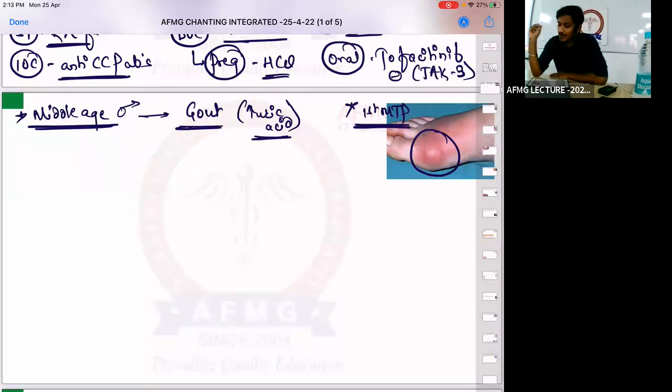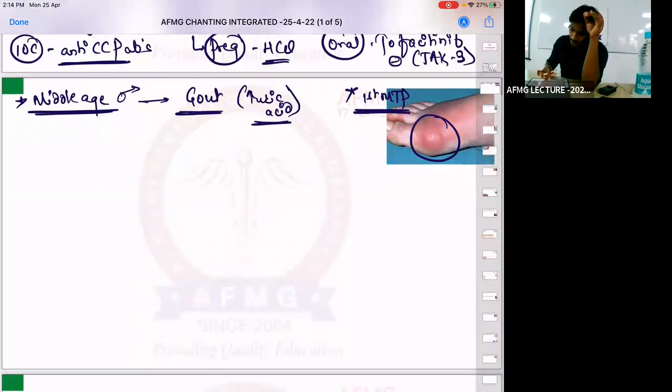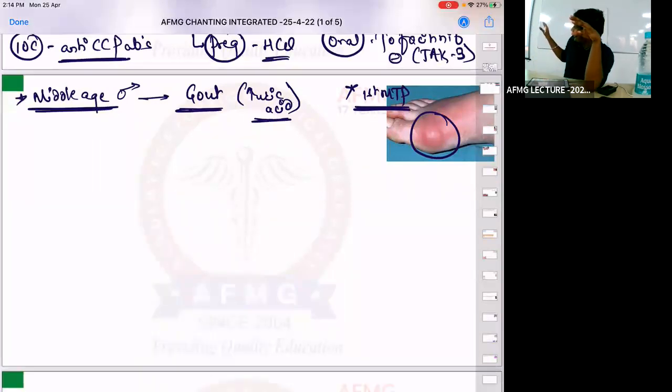Which age group is common? Middle age group. So a 30 to 40-year-old male presenting to you with pain and inflammation at the first metatarsophalangeal joint, you can diagnose gout with your eyes closed. Okay, remember this. So here you can see inflammation, tenderness, warmth usually at the first MTP joint, right? Then there is redness and so on.